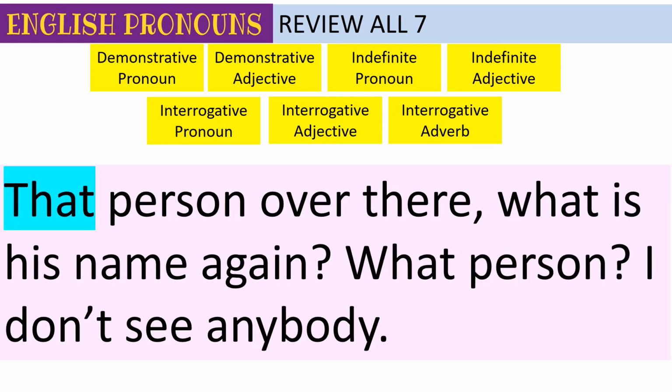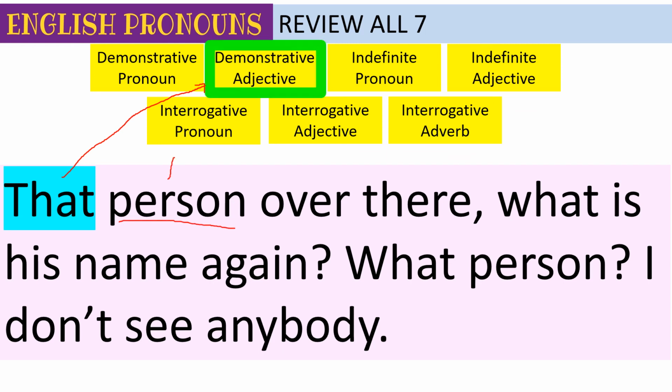That person over there. So we know that that is one of these two, right? Okay, it's got to be one of our demonstratives. But which one is it? It's a demonstrative adjective because it's describing the noun person, right? It's describing this noun. So it has to be a demonstrative adjective.